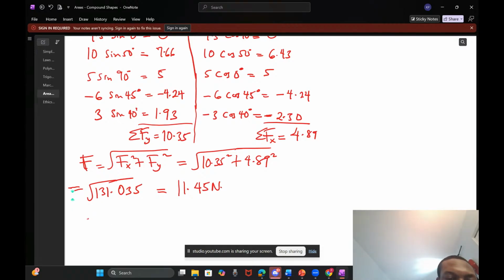And if we want to find the angle, so we have tan theta is equals to Fy over Fx.